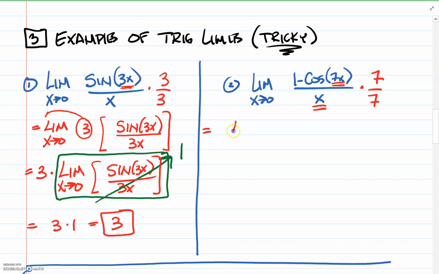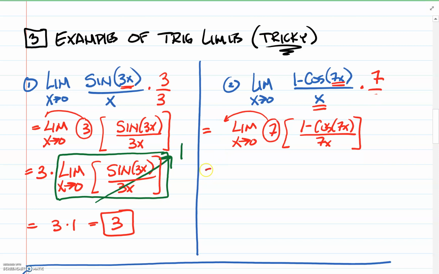That's going to give me the limit as x goes to 0 of 7 times 1 minus the cosine of 7x, now all divided by a 7x. So convince yourself that that's exactly the same thing as what I have above. This is a constant. We know the limit of a constant. It can just pop out because it's going to be itself. So that's just 7 times the limit as x goes to 0 of 1 minus the cosine of 7x over 7x.